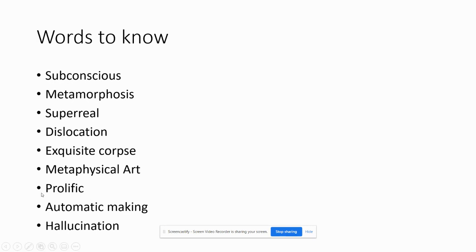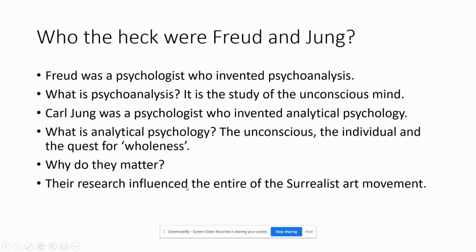The word prolific means to make a lot. So a prolific artist makes a lot of stuff. And then hallucination is an altered mind state, which you guys already know from studying San rock art, which links quite nicely. Okay, we're going to look at this very briefly.